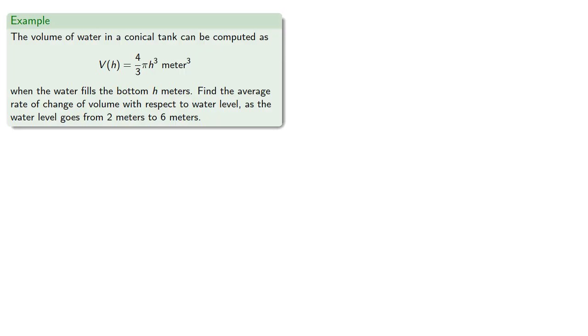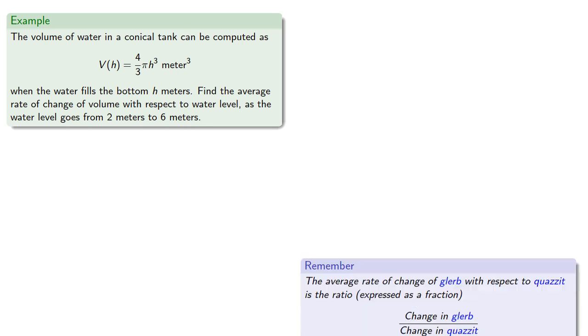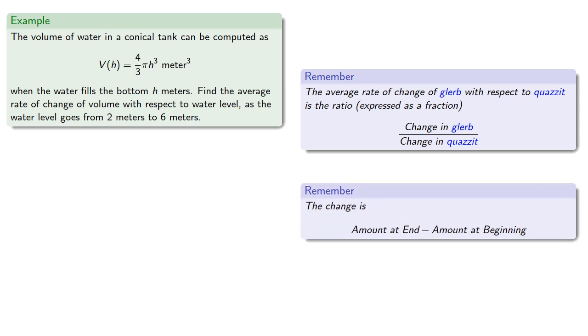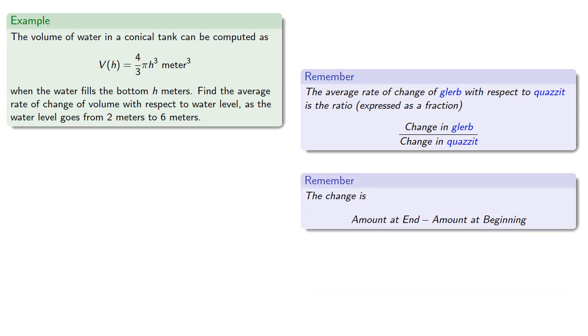For example, suppose the volume of water in a conical tank could be computed when the water fills the bottom h meters. Let's find the average rate of change of volume with respect to the water level as the water level goes from 2 meters to 6 meters. So remember, the average rate of change of glerb with respect to quasit is the ratio, expressed as a fraction, the change in glerb divided by the change in quasit. And remember, the change is the amount at the end minus the amount at the beginning.